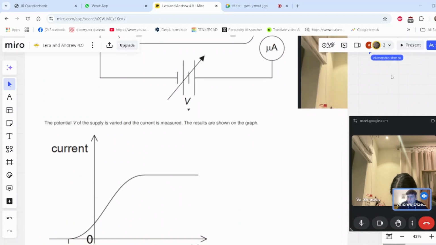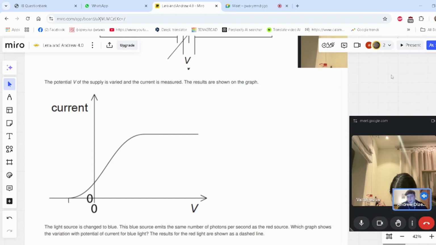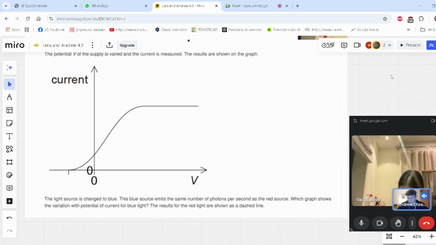Okay, red light, metal surface, collecting plate, ampere meter, and battery. The potential V of the supply is varied and the current is measured. The results are shown on the graph. We have current, here we have voltage. The light source is changed to blue. This blue source emits the same number of photons per second as the red source, so it means the intensity is the same. Which graph shows the variation with potential of current for blue light? The results for the red light are shown as a dashed line.